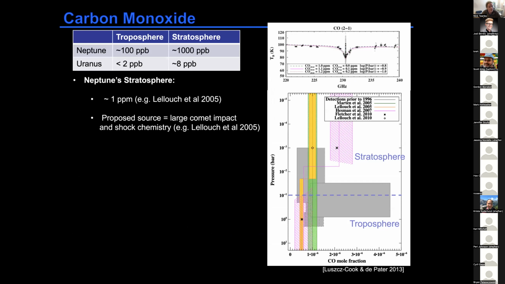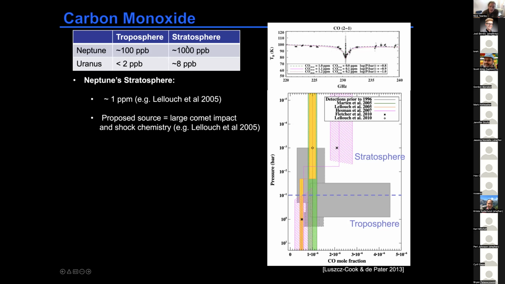So right, let's get to something a little bit more weird. Carbon monoxide. If you look at this top plot here, you can see this is a feature of carbon monoxide. We've got the brightness temperature here of the 230 gigahertz line. We've got an emission core, which is sensitive to the stratospheric abundance. We've got these very deep absorption wings there, and they're controlled by the abundance of CO in the upper troposphere.